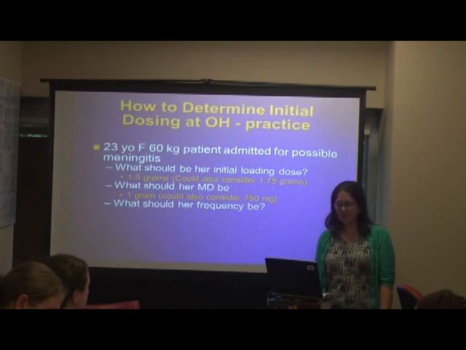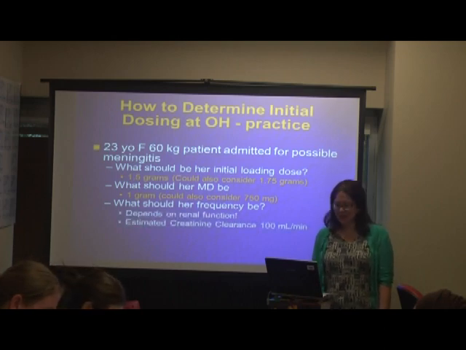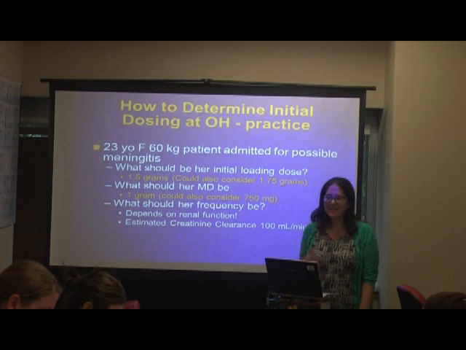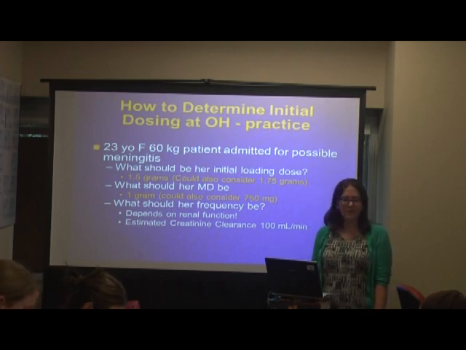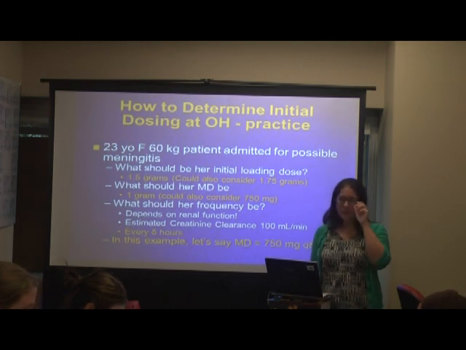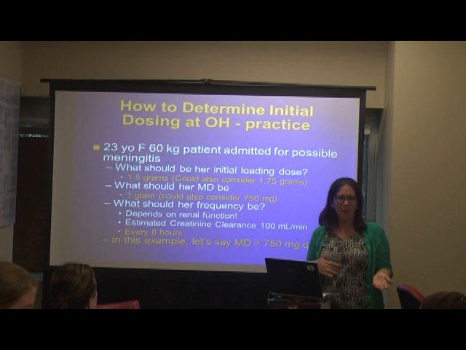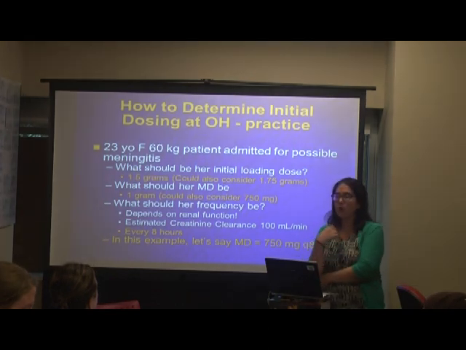And what would her frequency be? Well, it's going to depend. I did renal function, which I didn't give you yet. But let's say she has an estimated creatinine clearance of 100 mL per minute. What would you make her frequency? Q8. Yeah. So in this case, maybe you do 750 milligrams Q8, but if she has meningitis, maybe you do 1 gram Q8.